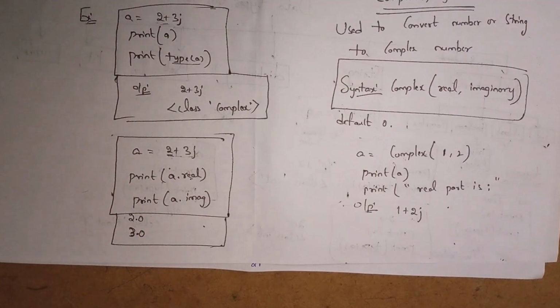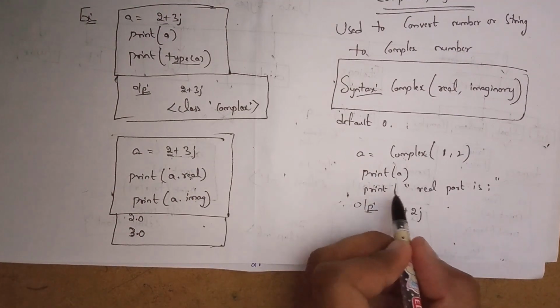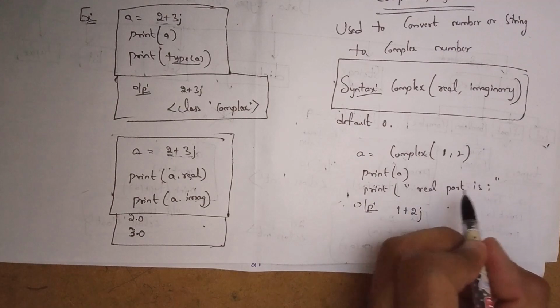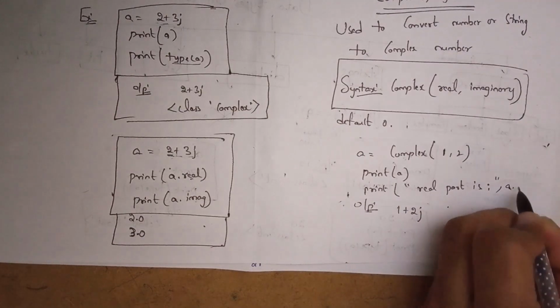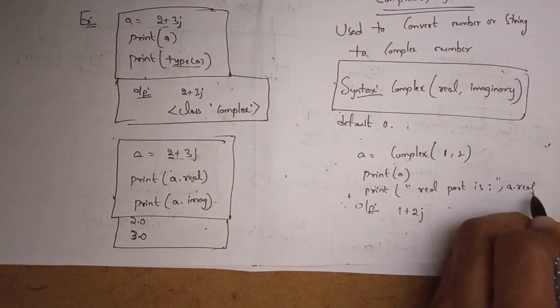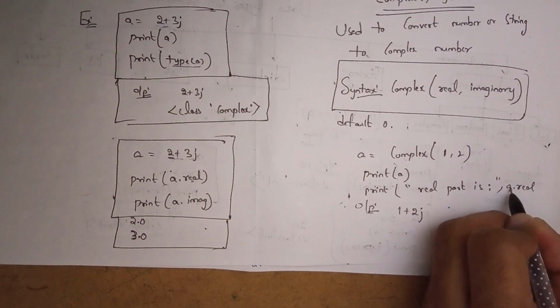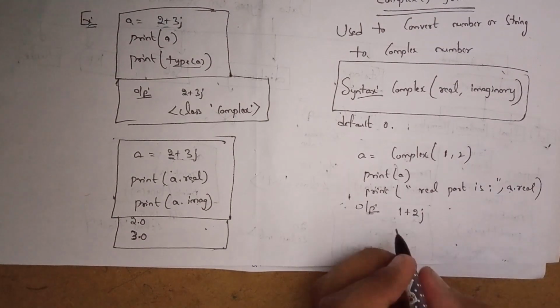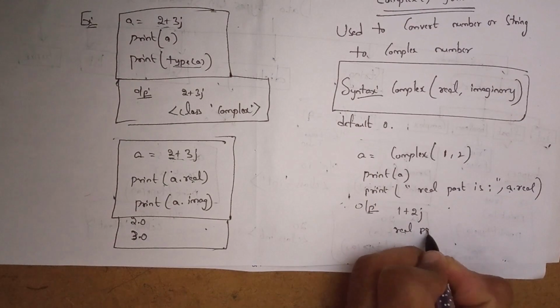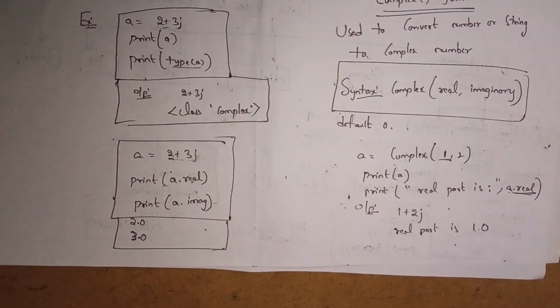I want to print only the real part. At first I wrote print, and inside double quotations I wrote real part is, comma, a dot real. Because the value is present in variable a, I wrote here a dot real. Whenever you execute this, you will get output real part is 1.0. Data is represented as float value.